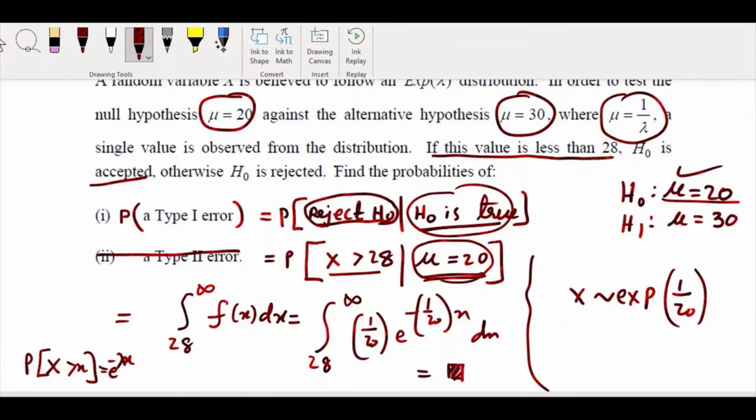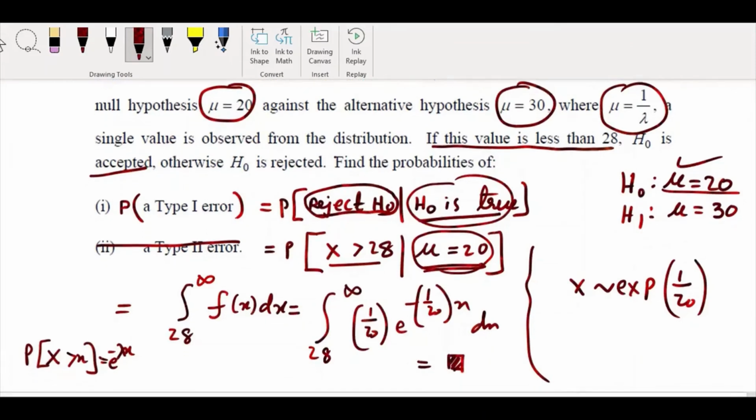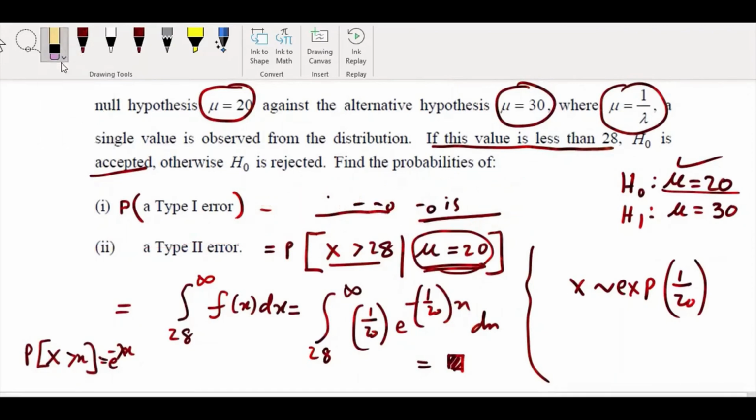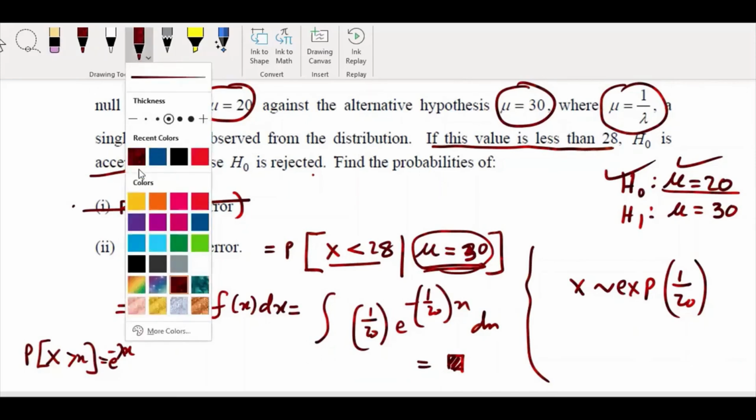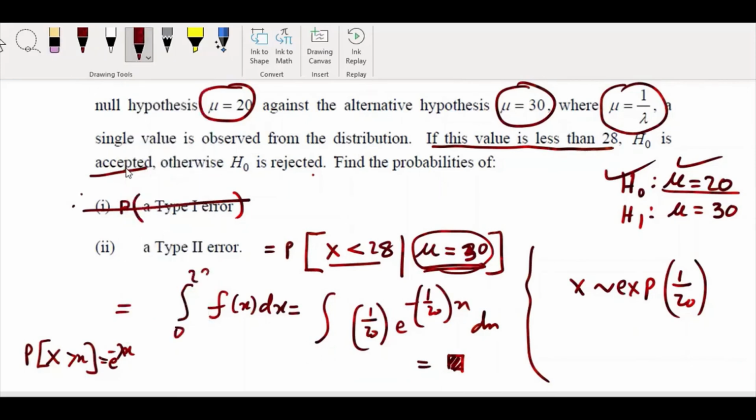And the second one, part 2, I can do directly here. Mu is equal to 30, because I accept when H naught is not true. H naught is not true means mu is 30. Then you find X less than 28, so 0 to 28. Or I can use F of 28 also. Or you can integrate with 30 and you will get one answer. These are the answers.